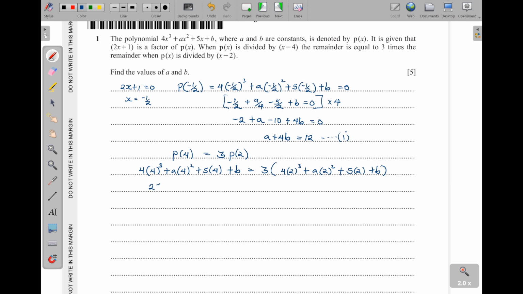And this is 4 power 4, we shall get 256. Then this will be 16a plus 20, plus b, which is going to be equal to 3 times. What is inside here is 8 times 4, that is 32, then we have 4a, we have 10, and we have b. Then when we open those brackets, here we shall have 276, plus 16a plus b, is equal to 32.